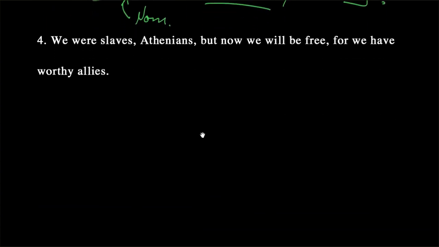We'll get there. We were slaves, Athenians, but now we will be free, for we have worthy allies. Great sentence. Classic Peloponnesian War. We were slaves, but now we will be free. Look at this kind of opposition of slavery and freedom. This is kind of screaming out, not explicitly, for a men de, where we have the men here, that we were slaves, but now we're going to have a change of things. And then how did we do for? That was with gar, right? And then we can take care of the rest.